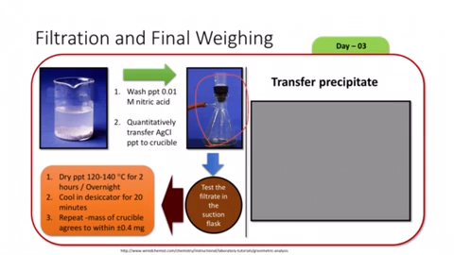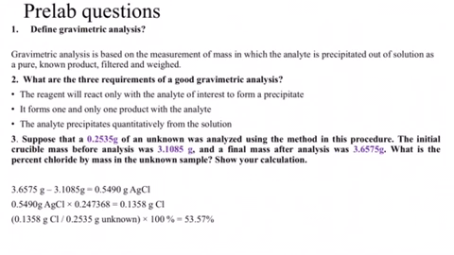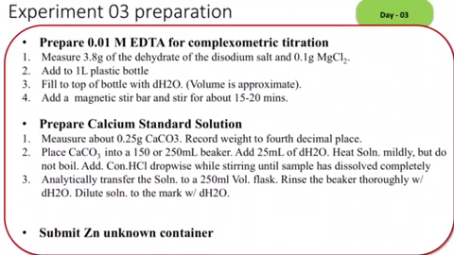Next lab, you will weigh the crucible and based on the weight of silver chloride precipitate, you can calculate the percent chloride in your unknown sample. Make sure you know the important concepts of experiment 2 and know how to solve the related problems.